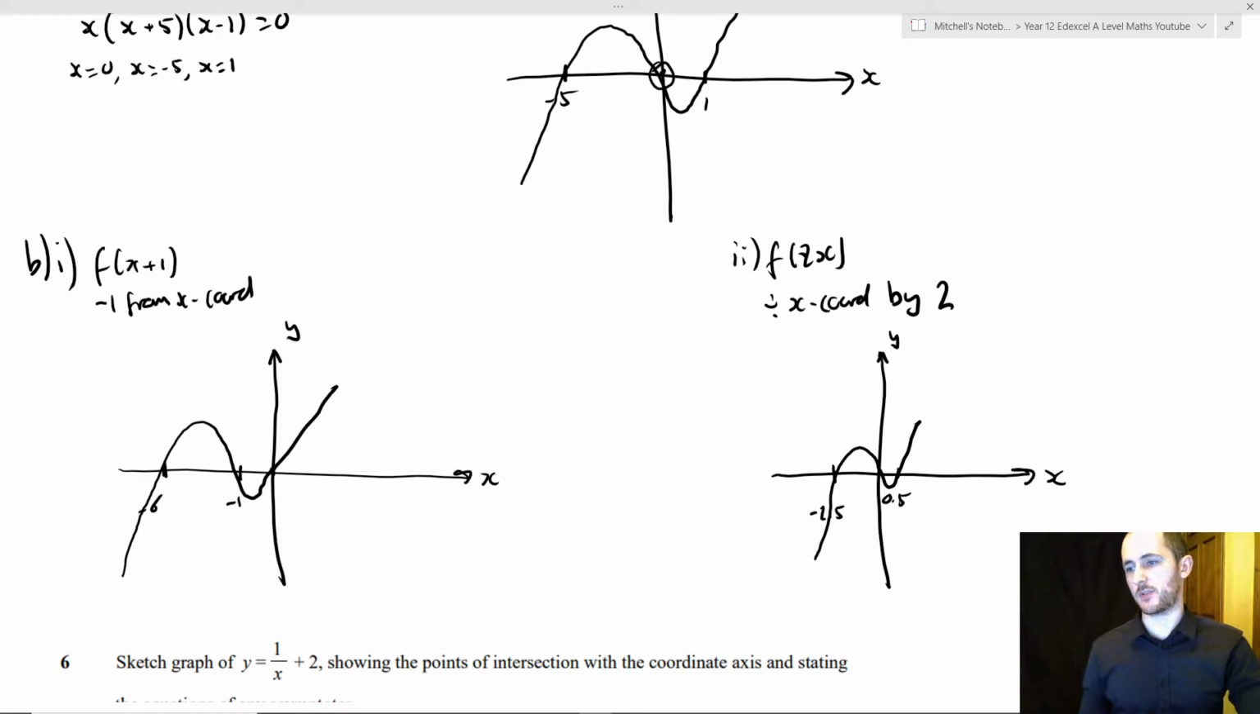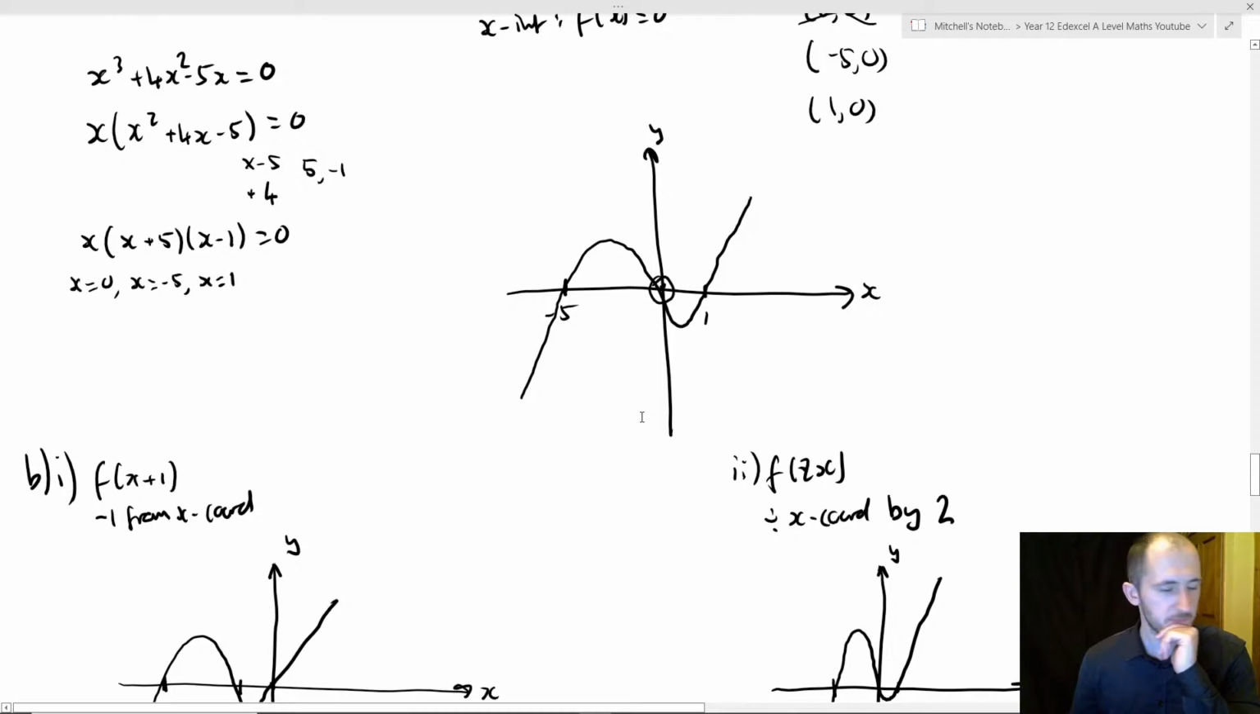So technically the actual height should be the same. So it should actually still go like this. So it should still reach the same height as the previous one. It's just compressed inwards. It gets there faster. So hopefully that makes sense.